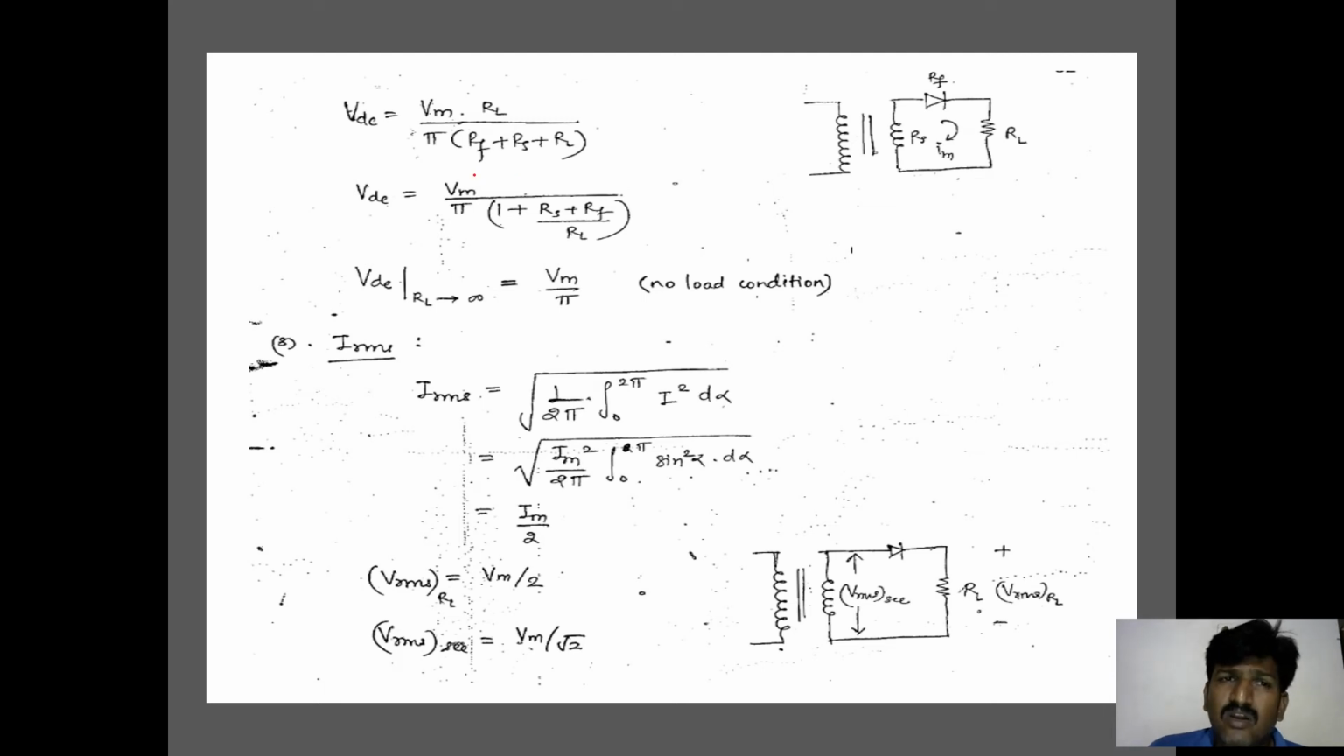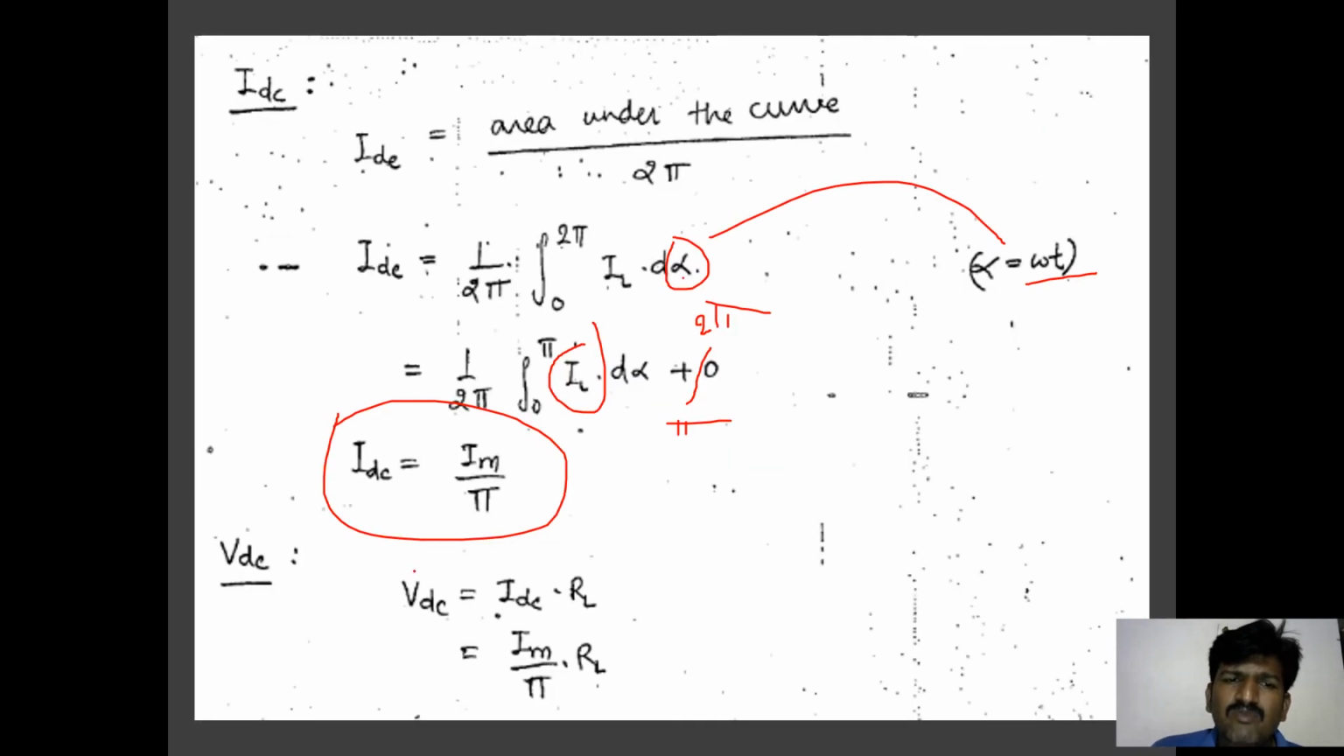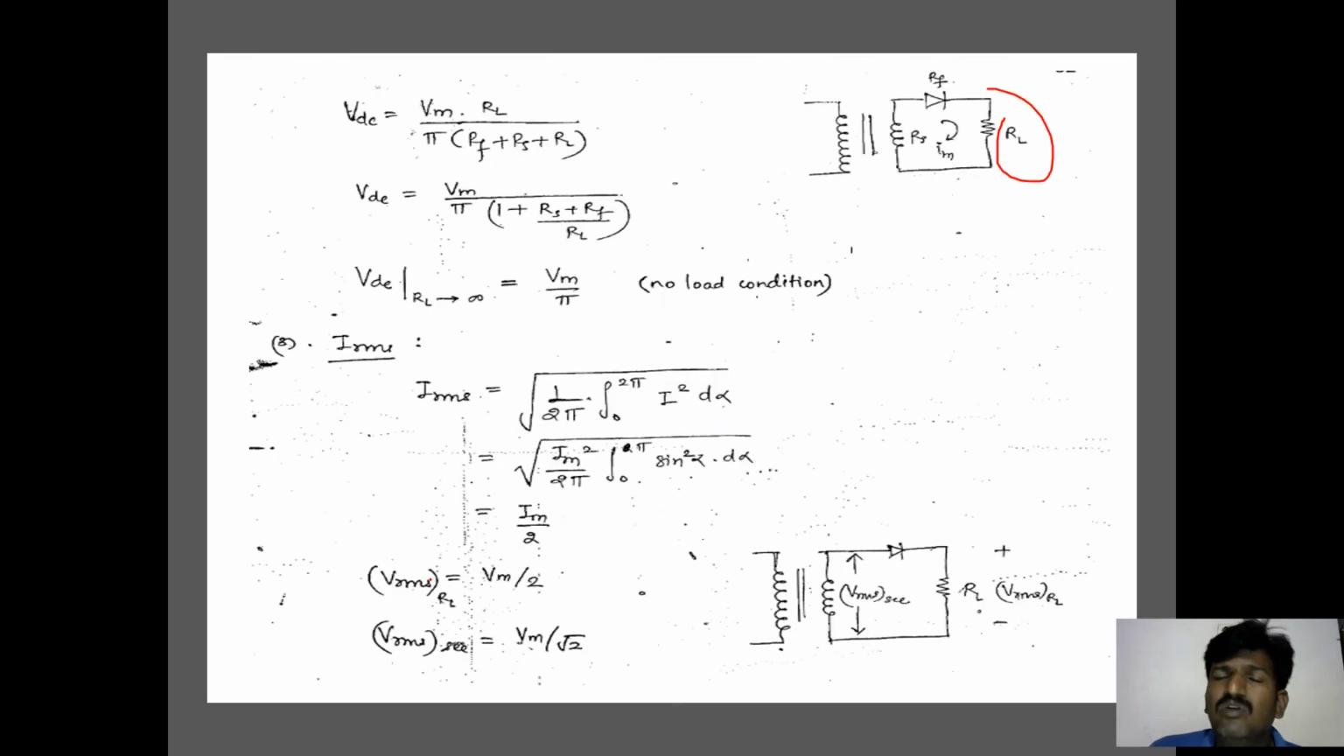Then VDC is the voltage drop across the load resistor. I have simply written EDC in terms of IDC, but actually VDC is nothing but the voltage drop across the load resistor. Is only one resistor present in the total loop? No. Practically, two additional resistors are considered. One is the resistance of the secondary coil of the transformer. Another is the forward resistance of the diode. These two resistances also impact how much voltage drops across the load resistor.